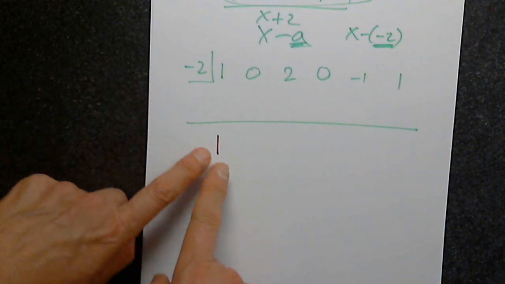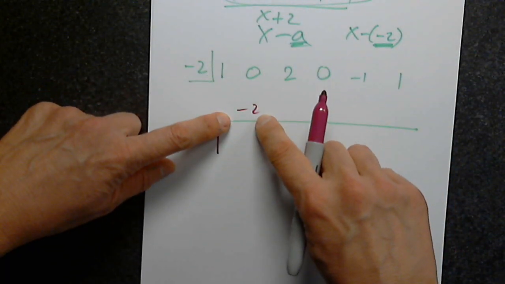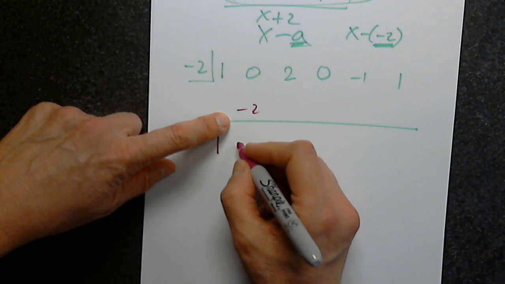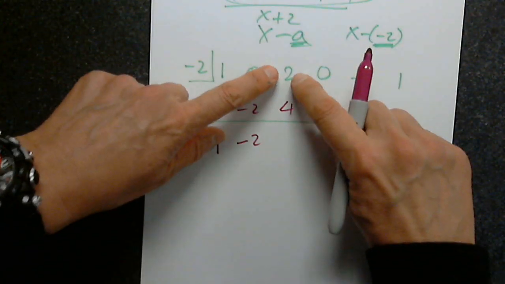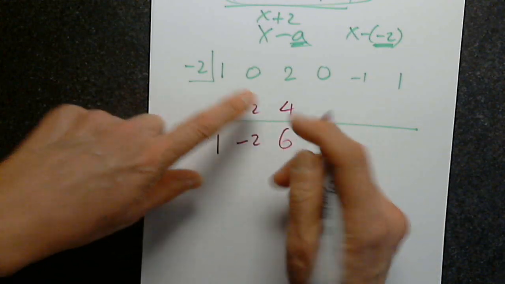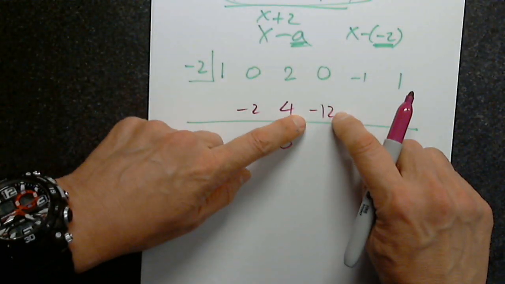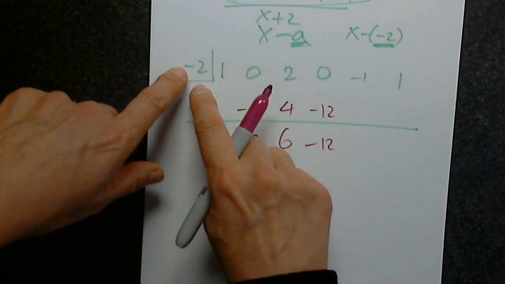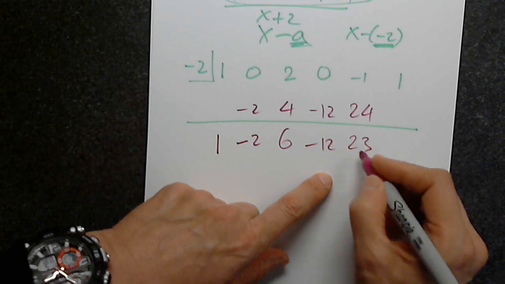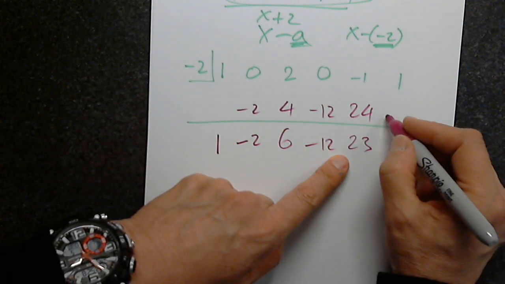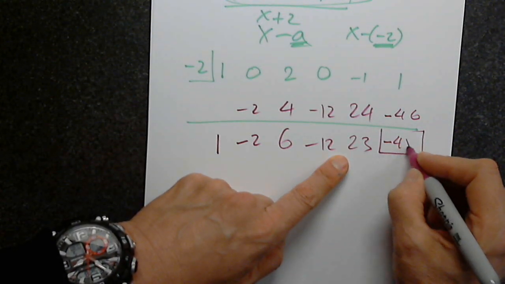Let's start. Negative 2 times 1, negative 2. 0 minus 2, negative 2. Negative 2 times negative 2, 4. 2 plus 4, 6. Negative 2 times 6, negative 12. 0 minus 12, negative 12. Negative 2 times negative 12, 24. 24 minus 1, 23. Negative 2 times 23, negative 46. 1 minus 46, in the box, negative 45. Remainder.